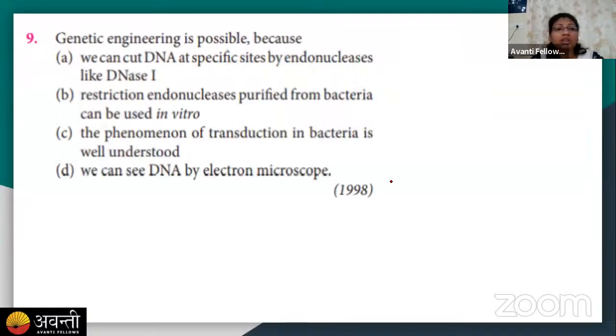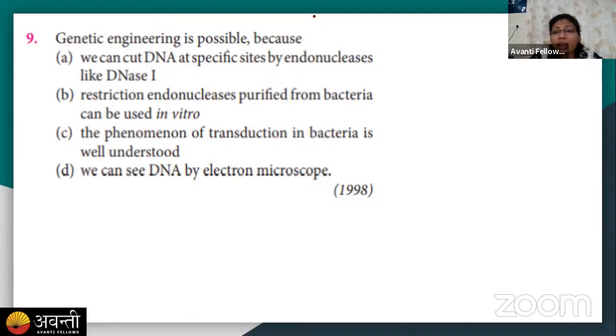Very good. So your next question given here is, the genetic engineering is possible because. How does genetic engineering become possible? You have to find out the reason. Option A says we can cut DNA at specific sites by endonucleases like DNase 1, right? Option B says the restriction endonucleases purified from bacteria can be used in vitro. Option C says the phenomenon of transduction in bacteria is well understood. And option D says we can see DNA by electron microscope.